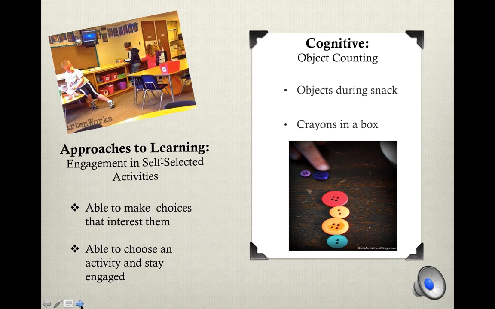Yesterday we talked about approaches to learning. Let's think about that. As you engage in opportunities to allow students in your classroom to make choices, then you're able to think about what interests them. And when they make those choices, as a teacher, thinking about, are they able to stay engaged? Do I provide, as a teacher, opportunities to build upon the cognitive domain? Object counting being one that you will embed in this process of North Carolina KEA in the upcoming school year.